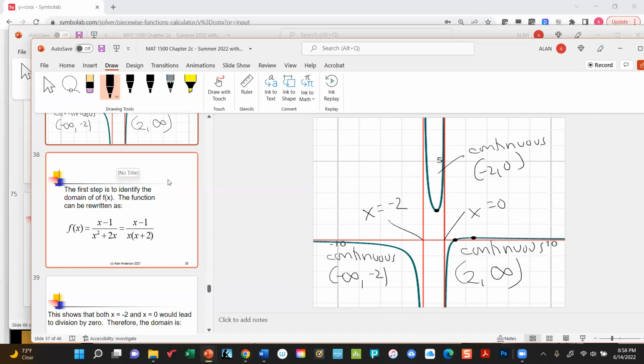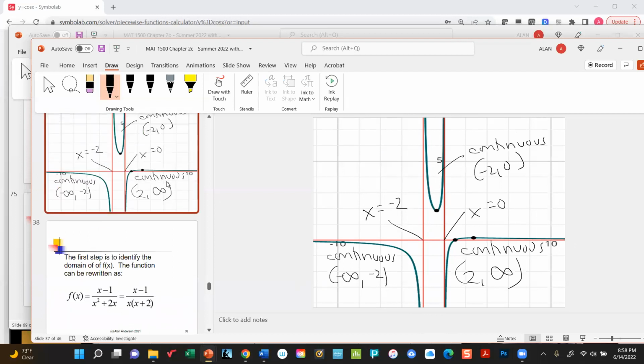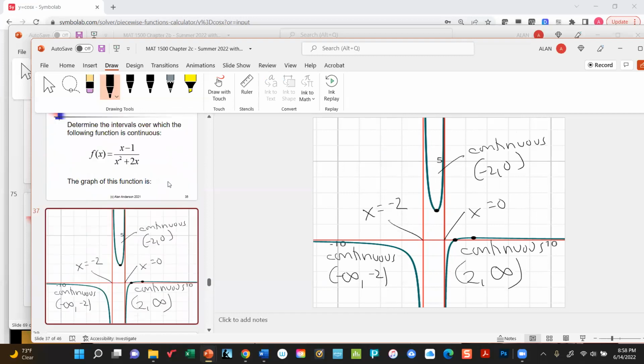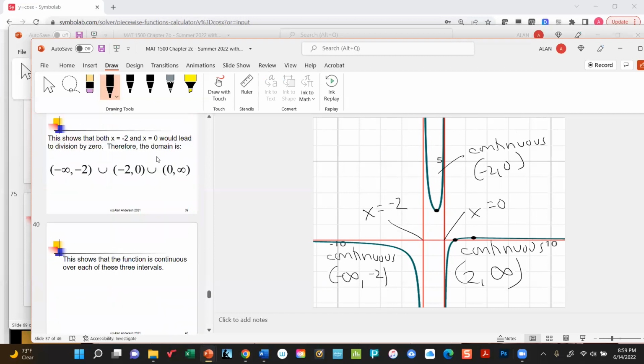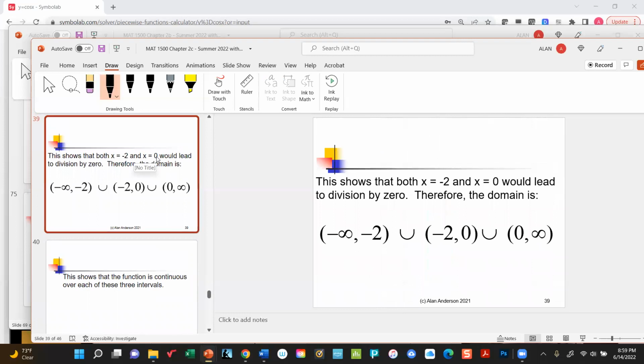Then we have the infinite discontinuities. But you can technically write it like this. This is the range within which it is continuous. It is obviously discontinuous when x equals -2 and when x equals 0.